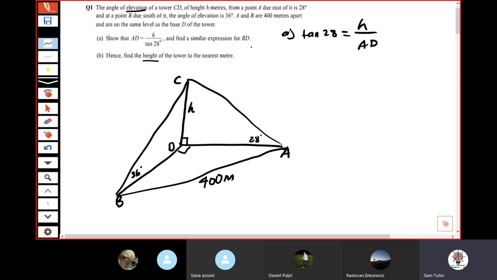And then of course you want to make AD the subject, so just multiply it up and then divide this back down. Voila, we showed that. Find a similar expression for BD.